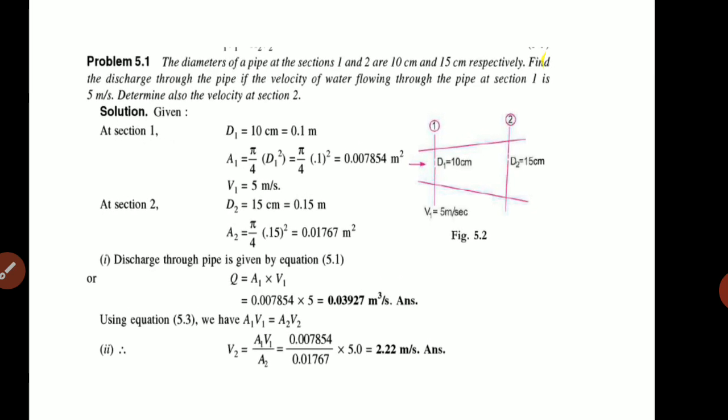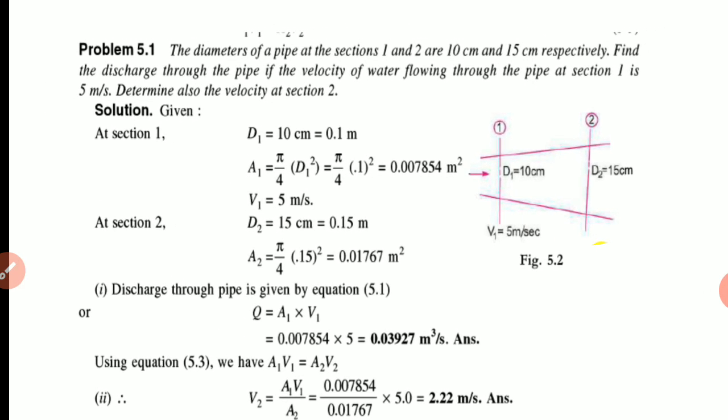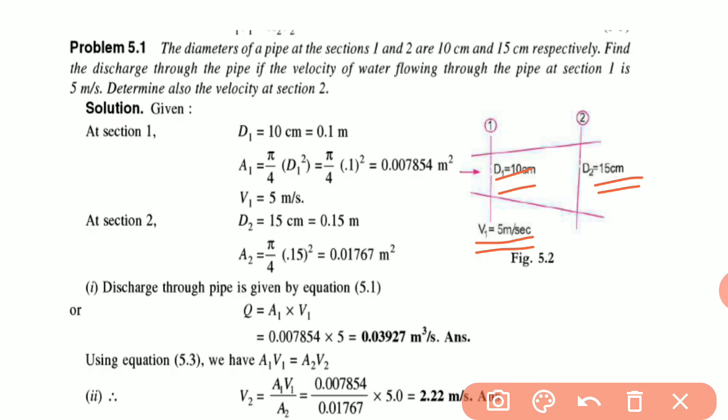The diameters of pipe at section 1 and 2 are 10 centimeter and 15 centimeter respectively. Find the discharge through the pipe if the velocity of water flowing through the pipe at section 1 is 5 meter per second. So we are given the diameters, that is D1 and D2, and the velocity at the first position, V1, is given as 5 meter per second. Now determine the velocity at section 2. So we are going to calculate the velocity at section 2, that is V2.